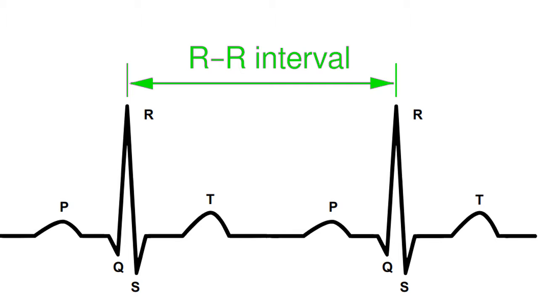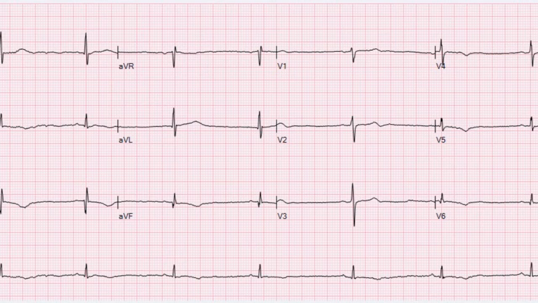Exactly. Now, memorize the 6 numbers and you can tell any approximate heart rate immediately just by counting large squares between the R waves. Repeat after me: 300, 150, 100, 75, 60, 50. 300, 150, 100, 75, 60, 50. That's right. Now, let's practice on this next ECG.